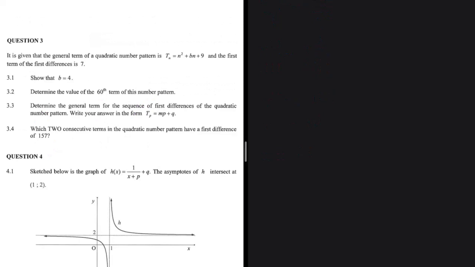We're given a quadratic number pattern Tn that is equal to n squared plus bn plus 9. And the first term of the first differences is 7. The first question, 3.1, show that b is equal to 4. Let's look at the information we have. We have the equation for the quadratic number pattern, but we have a variable b which we need to figure out. Another piece of information that we have is that the first term of the first differences is 7.